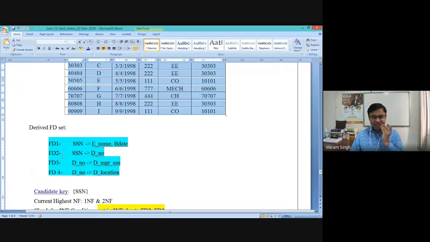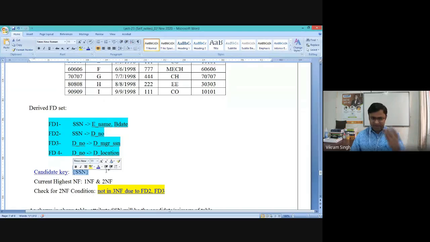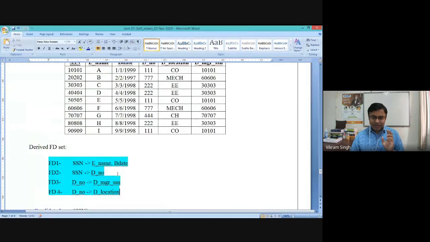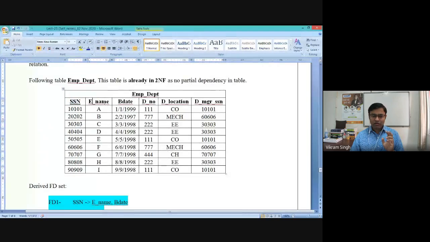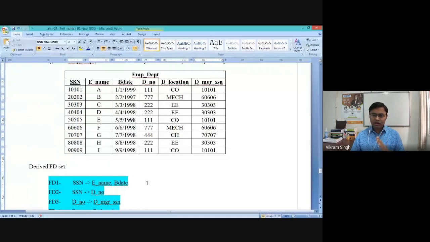So we have FD1, FD2, FD3, and FD4. 4 FDs we have defined, and we have identified that SSN is the candidate key for this. So the candidate key is naturally derived initially. SSN is the primary key, the candidate key. Other than the SSN attribute, all these 5 attributes, ename, birth date, D number, D location, DMGRSSN, are the non-prime, non-key attributes, right?